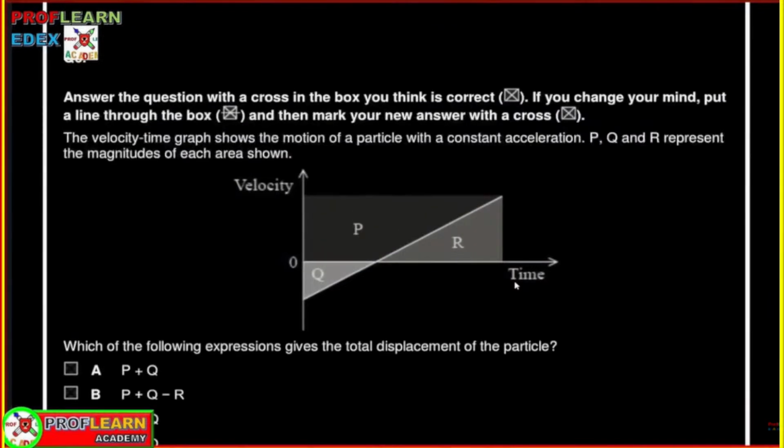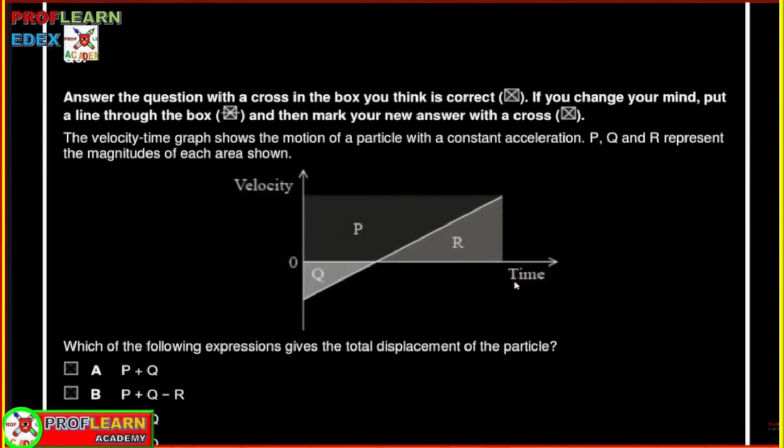In the next question, we are told that the velocity-time graph shows the motion of a particle with a constant acceleration. P, Q, and R represent the magnitude of each of the areas. Which of the following expressions gives the total displacement of the particle? When you are given a velocity-time graph, you can work out the acceleration by using the gradient or slope of the graph. If you are asked to work out the displacement from a velocity-time graph, you need to work out the area under the graph.